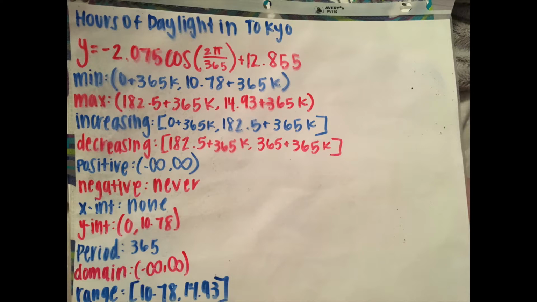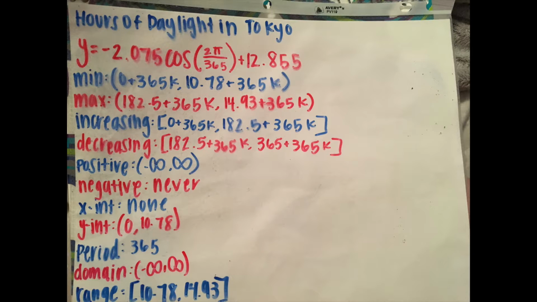I knew it was decreasing in these areas because it is decreasing from the maximum of my graph, whose y value is 182.5, to the minimum of my graph, whose y value is 365. I found my graph to be positive from negative infinity to infinity, since you can't have negative hours of daylight. For the same reason, my graph was never negative. There was no x-intercept of the function, since there was never a day when there was 0 hours of daylight.